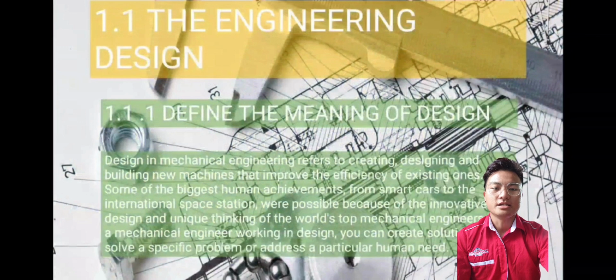Design in mechanical engineering refers to creating, designing, and building new machines that improve the efficiency of existing ones. Some of the biggest human achievements, from smart cars to the International Space Station, were possible because of the innovative design and unique thinking of the world's top mechanical engineers. As a mechanical engineer working in design, you can create solutions to solve a specific problem or address a particular human need.